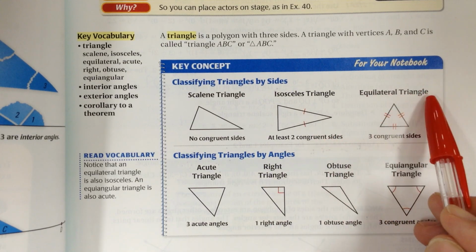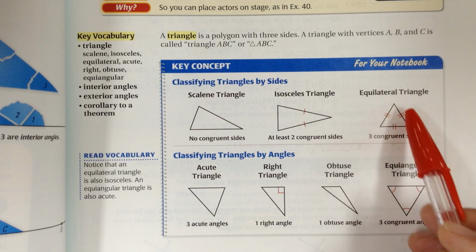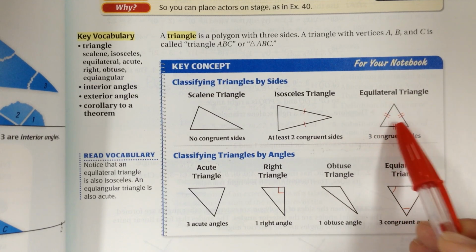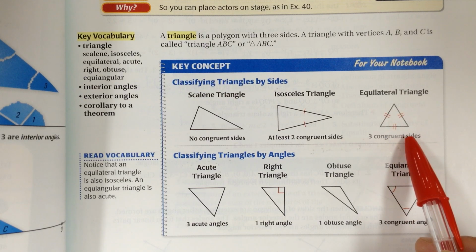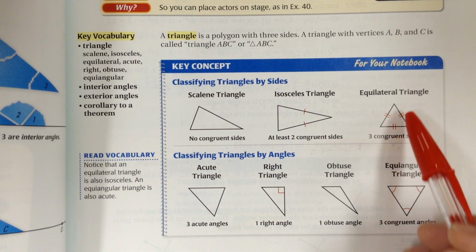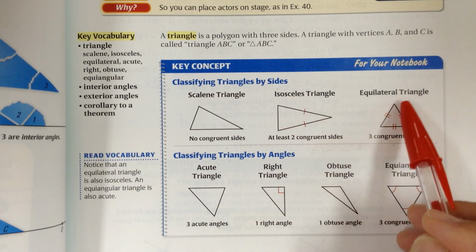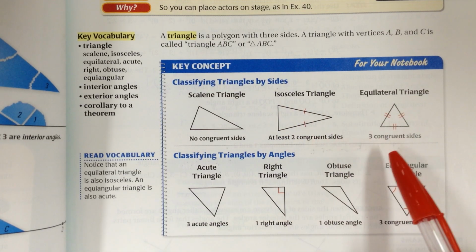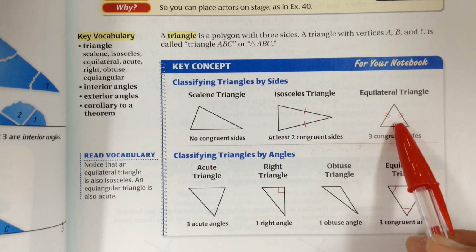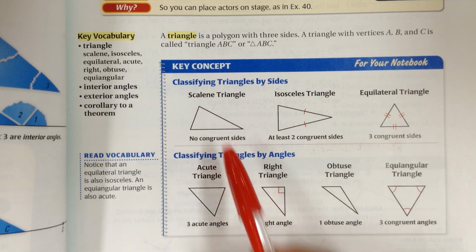So equilateral triangle, equi means same, lateral means side. So equilateral means all the sides are equal. So equilateral triangle means all three sides are congruent. Okay? Now, notice it's at least two congruent sides. So that means if it's equilateral, that means it's also isosceles. Okay? It just has all three sides congruent. So these are classified by the size.